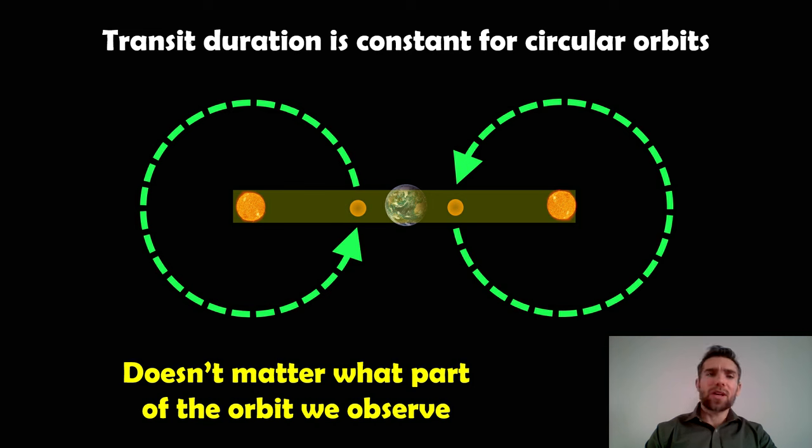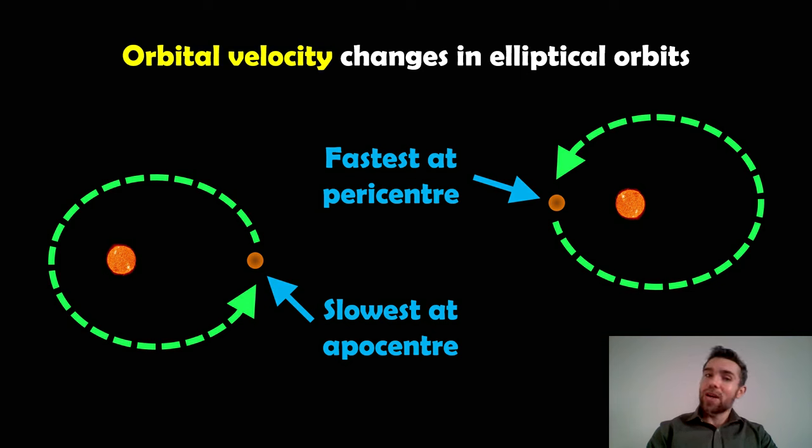So for a circular orbit, we do expect it to be constant, and the reason for that is that for a circular orbit, the orbital velocity is going to be constant. So the speed of that planet as it orbits around the star for a circular orbit doesn't change. It's always going to be orbiting at the same speed. So it doesn't matter what part of its orbit we observe it at, the transit duration, the time it takes to pass in front of the star, should always be the same because it isn't changing its velocity. The speed it passes in front of the star doesn't change because that's one of the key things of a circular orbit, basically. Now, it does affect it if the orbit is elliptical.